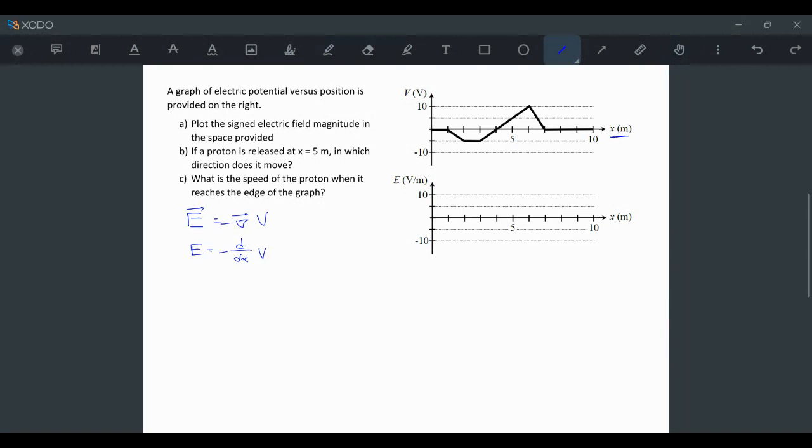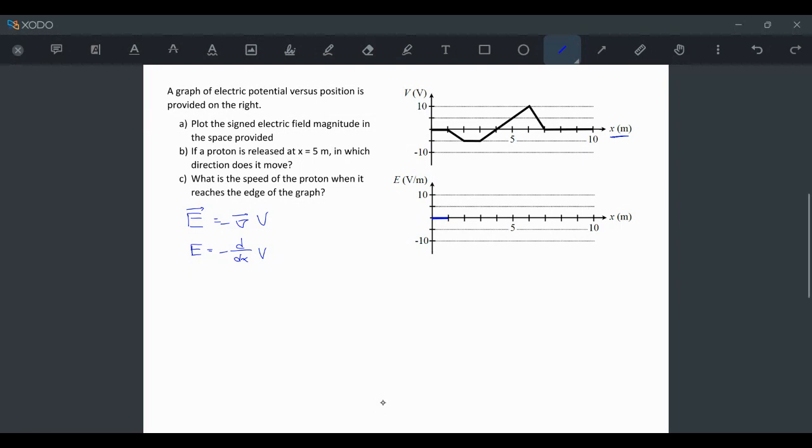For instance, I'm just going to work from left to right. From x equals 0 to 1, the slope is obviously 0. So the derivative of something that is 0 is 0. Now in the second region, from x equals 1 to 2, the potential decreases by an amount of 5 volts. So it's a delta V of 5, a delta X of 1. So minus 5 divided by 1 is minus 5. That's our slope. But don't forget, we need to put that minus sign in front.